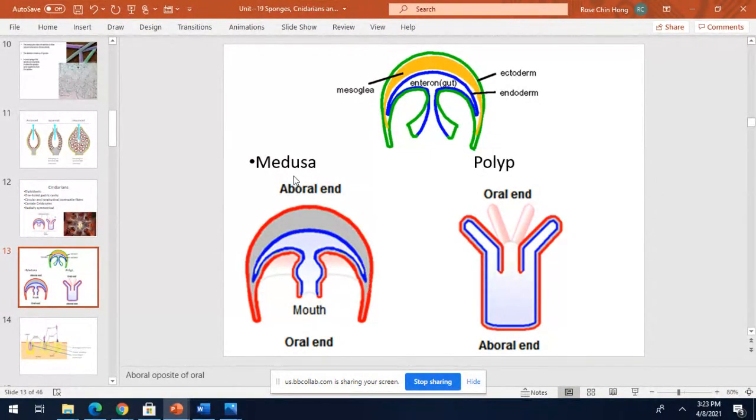And here now is the medusa form. The mouth is facing downward in this case, but we'll see in some of the examples where when they move around, the mouth is facing up, and they're motile, they can move around. And the medusa aboral end is on the opposite side, so aboral, the opposite side.